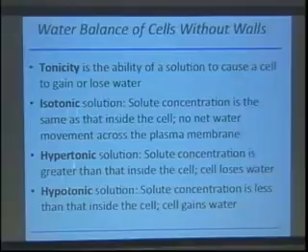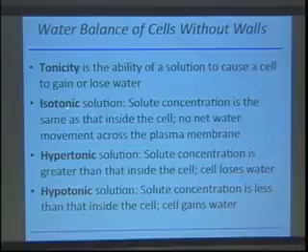There are a few terms that you should be familiar with. Tonicity is the ability of a solution to cause a cell to gain or lose water. If we have an isotonic solution, that means the solute concentration is the same inside and outside of the cell, so there's no net movement of water across the selectively permeable membrane of the cell.